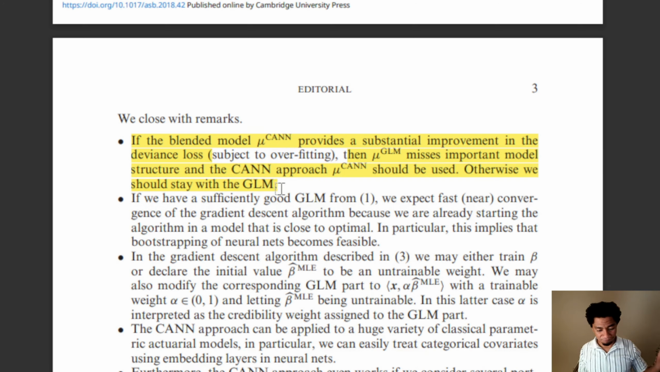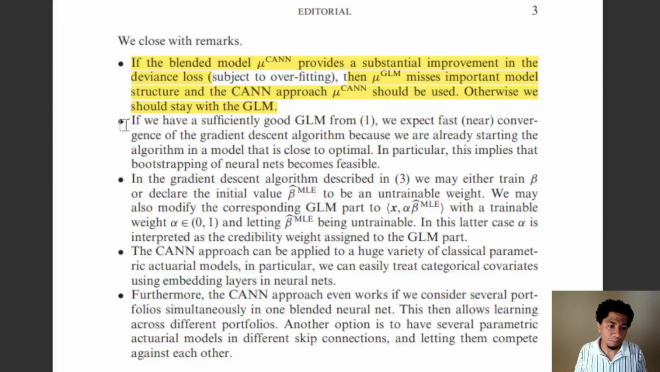So really what they're saying is, if it improves the model, it means that the GLM is missing some stuff. GLM could miss some nonlinear relationships. It could miss some complicated or complex interaction between the variables. But the neural network can handle those very well. And if there exists such a structure in the data, then the CANN should improve on that. But if there's no improvement, then why complicate the model? Just use the GLM. So that's what they're saying there.